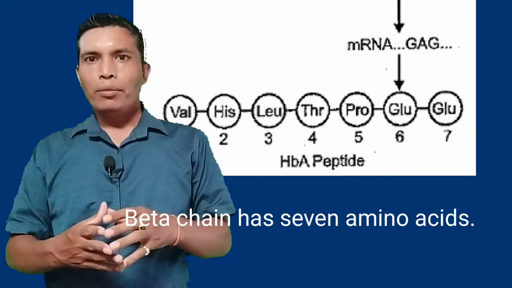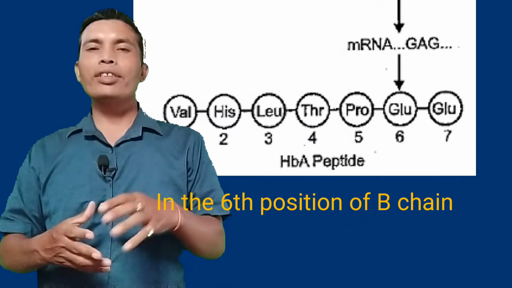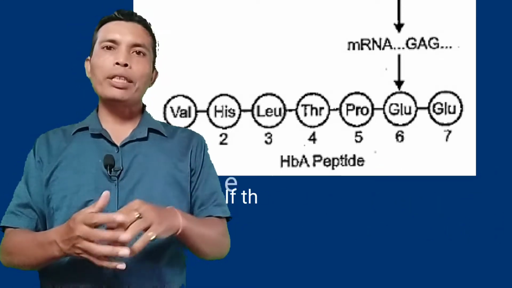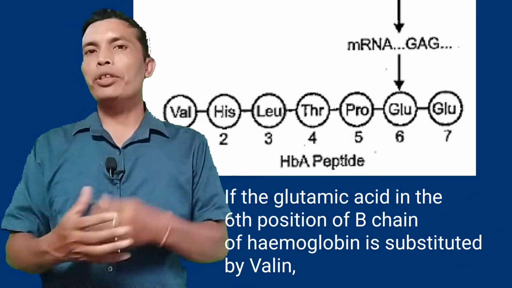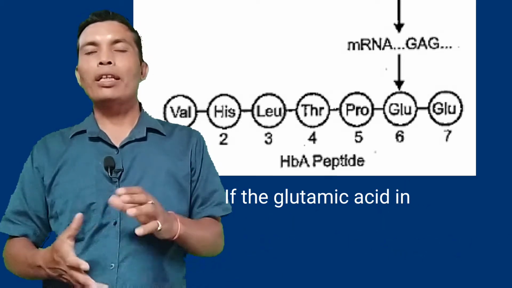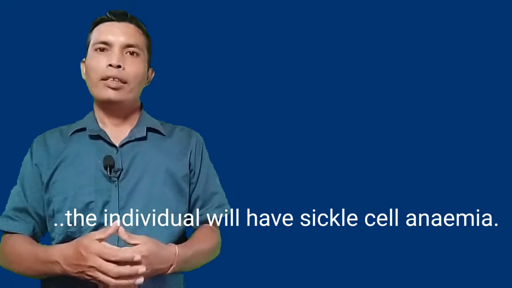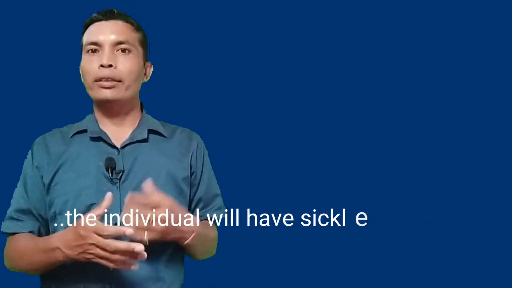Beta chains of hemoglobin have 146 amino acids. In the 6th position of the beta chain, glutamic acid is present. If the glutamic acid is changed to valine by mutation, a point mutation, the beta chain of the hemoglobin becomes defective and the individual will be affected by sickle cell anemia.